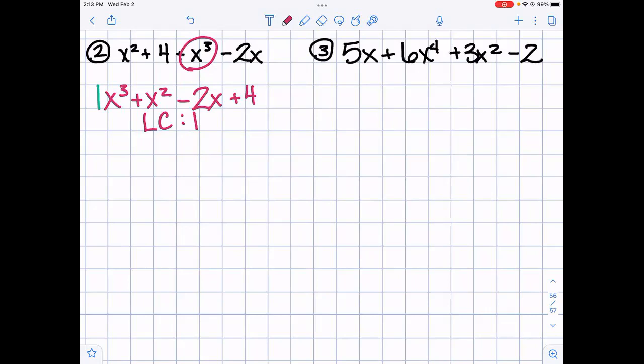Okay, what should go first, guys? 6x to the 4th. What's next? 3x squared. Then what? 5x. And last, minus 2. What's the leading coefficient? Beautiful. Questions about how to do this?